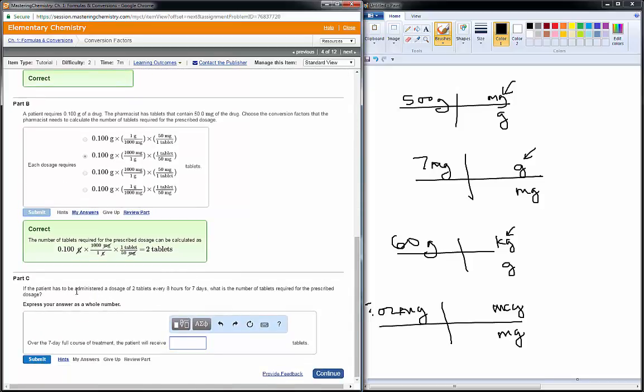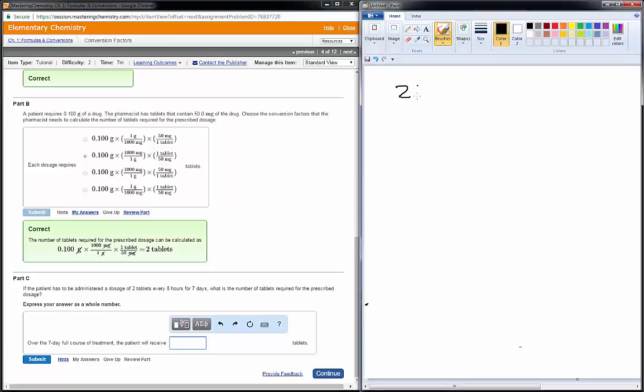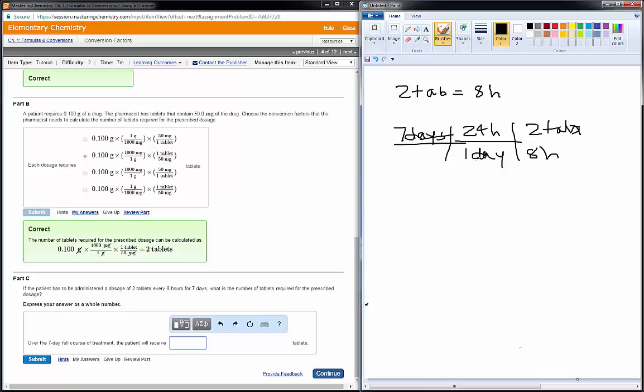All right, so next, if the patient has to be administered a dosage of 2 tablets every 8 hours for 7 days, how many tablets do you need? All right, so we need 2 tablets every 8 hours, and we want 7 days. See, I've set this up so days cancel, hours cancels, and I'm left with the number of tablets I need. So they told us you're going to need 2 tablets every 8 hours, and since we knew it was 7 days, you had to add in this conversion factor. They didn't give it to you. You had to see, hey, you know what? I'm going to need to know the number of hours in a day in order to get to the point where I can start to eliminate some of that.